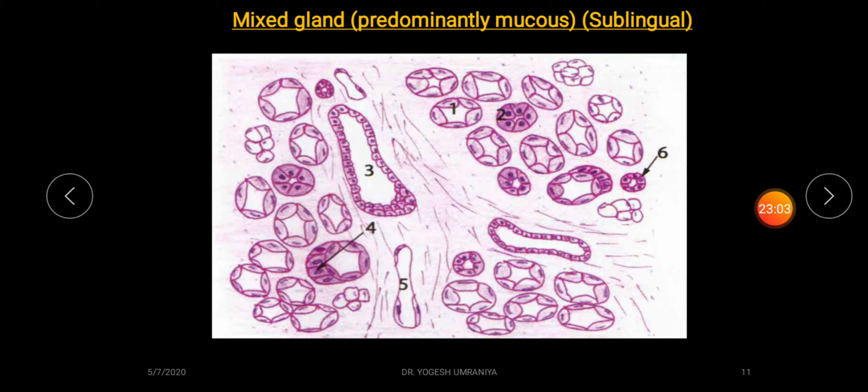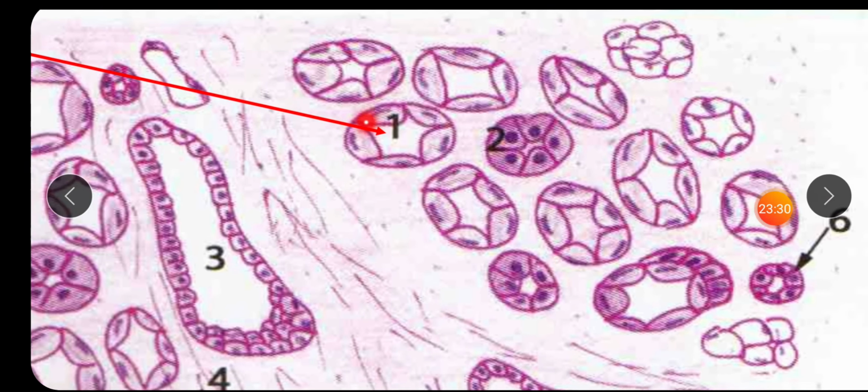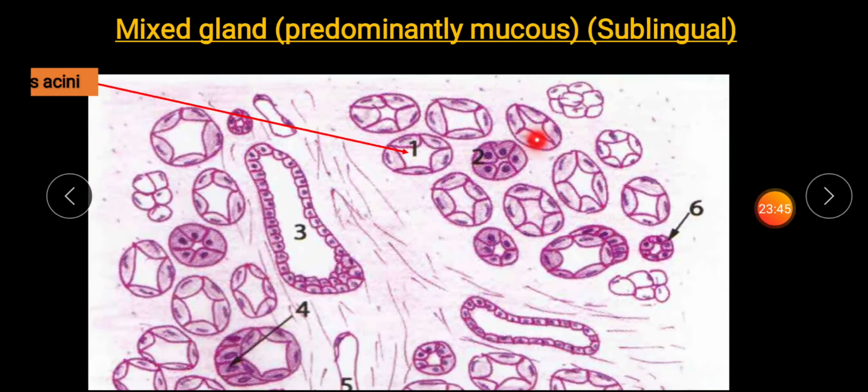So in the next slide, this is of the sublingual gland, mixed variety, but here serous less. So serous component is less as compared to the mucous area. First structure you can see, that is the mucus acini. This is the mucus acini. You can see the lightly stained cells, as well as the nuclei is situated nearer to the basal lamina, and lumen of the acini is wider, as well as the nucleus is flat as compared to the serous one.